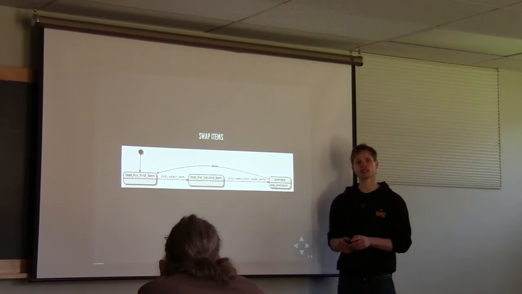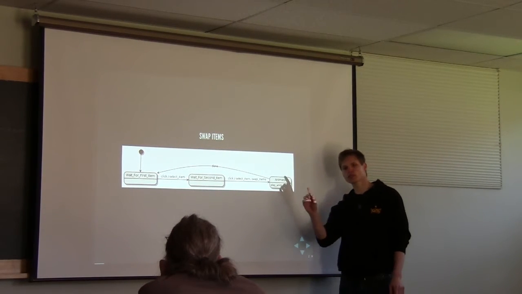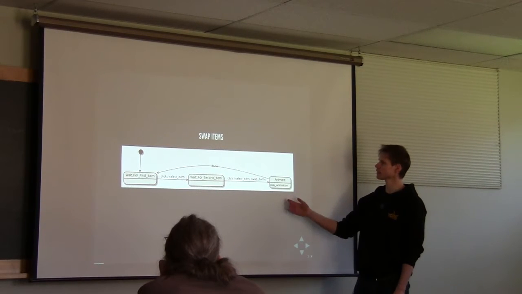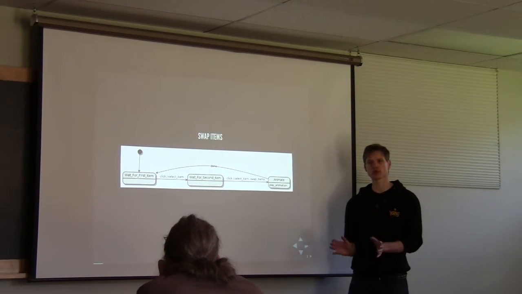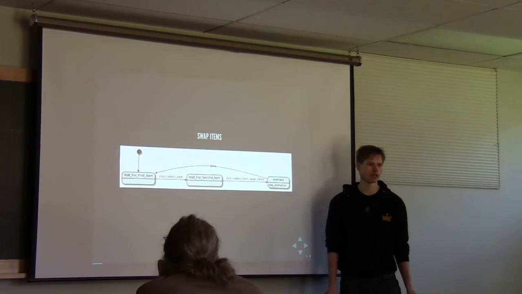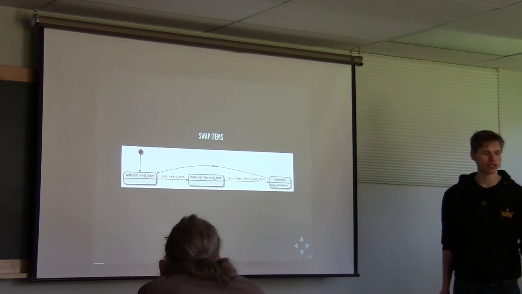So for example, when you have a match-three game, we select two items and we swap them, we animate, and when the animation is done, we come back. So that's the swap. We have a simple game. So how can we implement that?